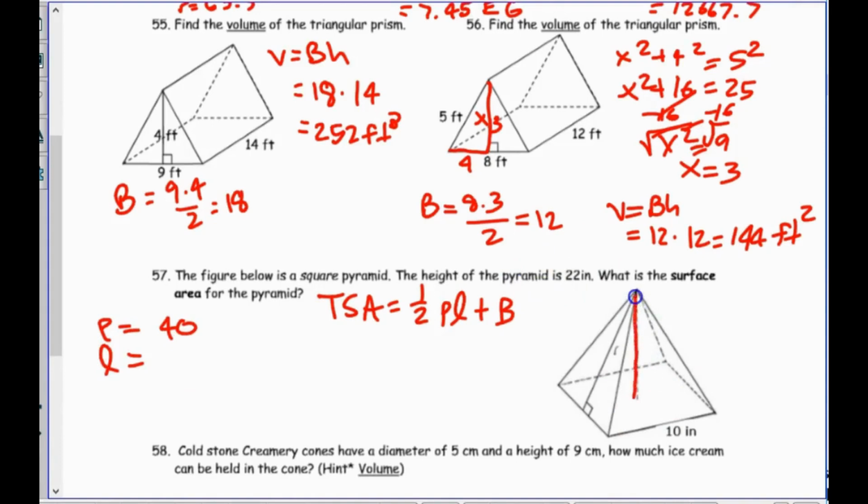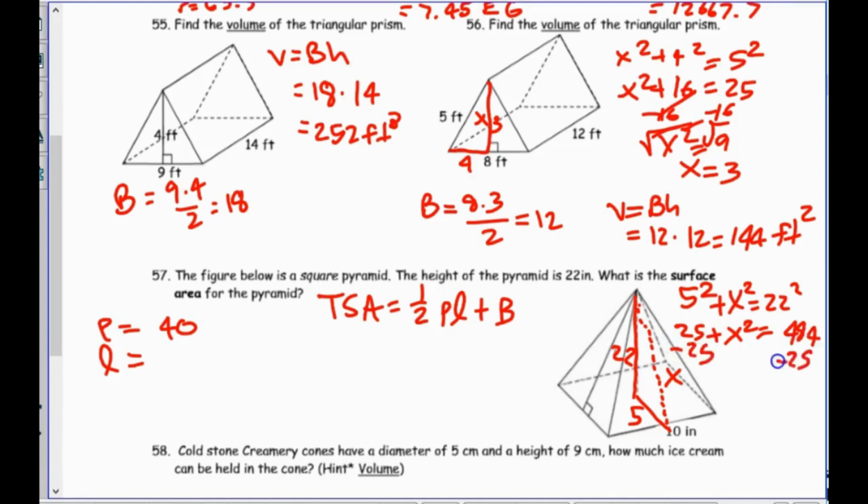This is 22. This is half, which is 5. And I'm looking for this slant height right here, which we'll call x. So 5 squared plus x squared equals 22 squared. 25 plus x squared equals 22 squared, which is 484. Like last time, we're going to subtract 25 from both sides, and I get 459. And just like before, I'm going to square root.